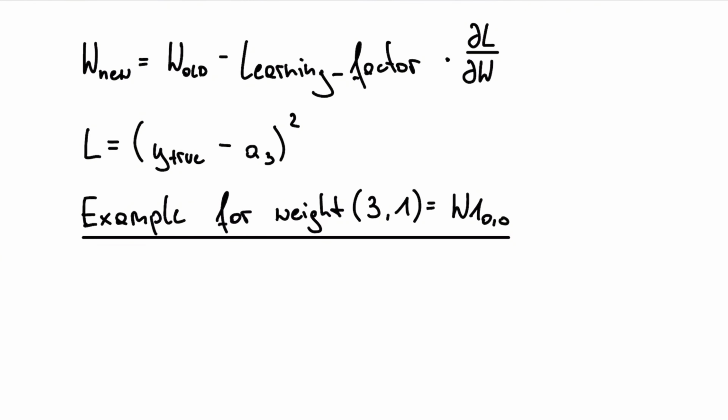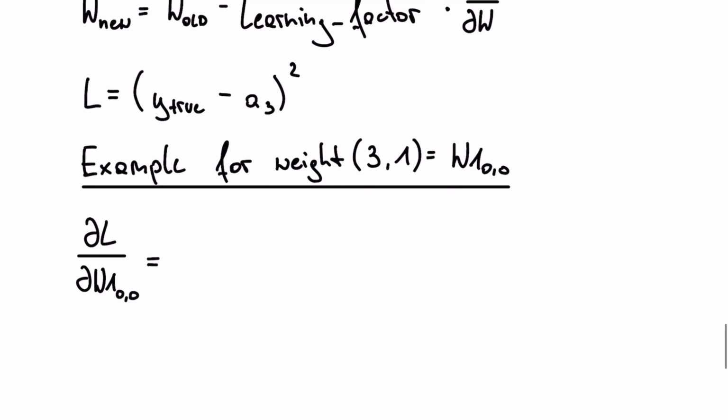Here is an example for one specific weight. Let's take the weight of neuron 3 with respect to input neuron 1, which is called W100 in our code. I'm using the code notation here, but of course the principle is always the same. So what do we have to do? To compute dL by dW100, we need to apply the chain rule multiple times. We first need to compute the derivative of the loss L with respect to A3, the final output of the network.